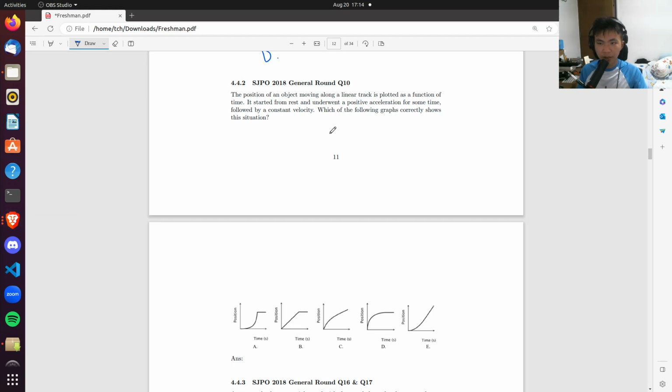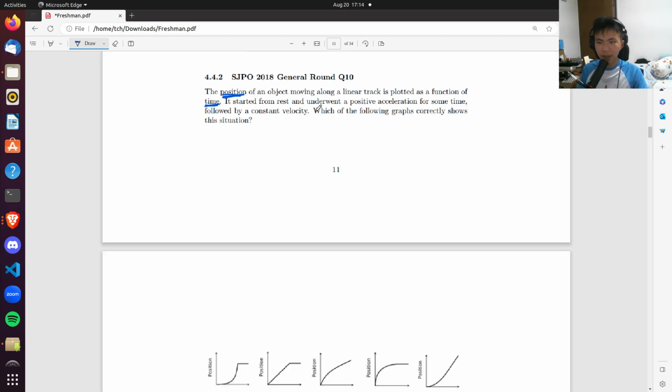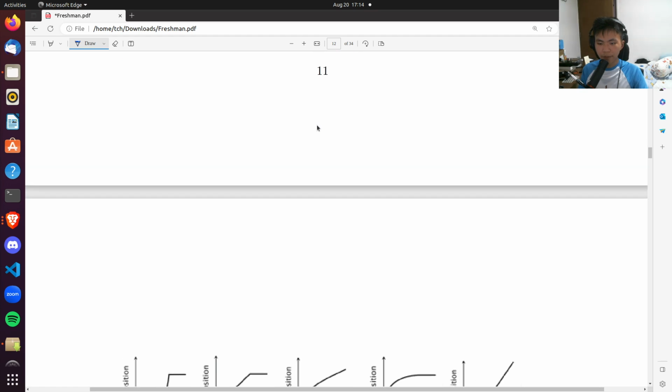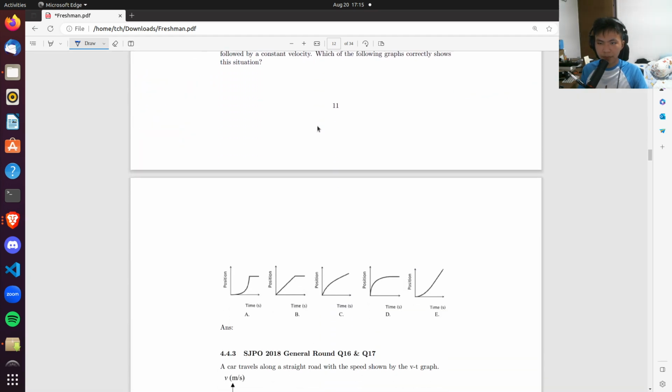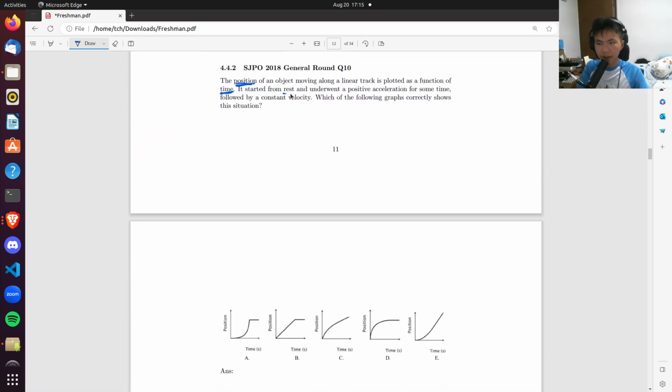Okay, so question 3, right? They basically want us to find the graph of a position of an object with respect to time. So they want us to find the position time graph. And what's the scenario that they describe? The scenario that they describe is that it started out from rest, right, and underwent positive acceleration for some time, followed by constant velocity.